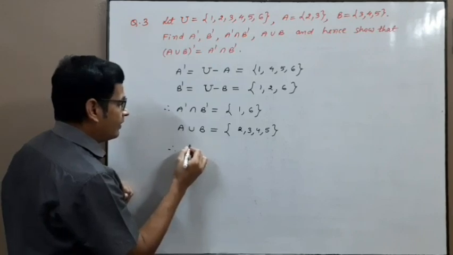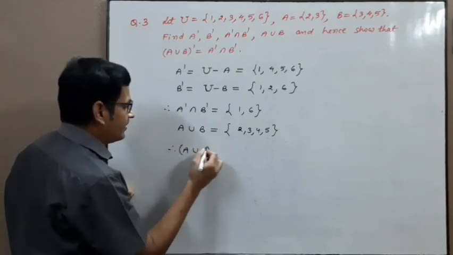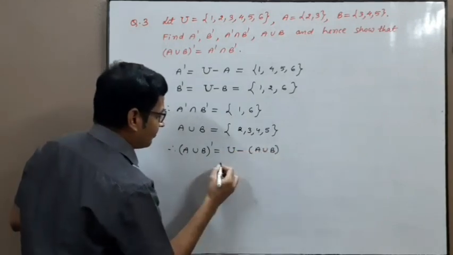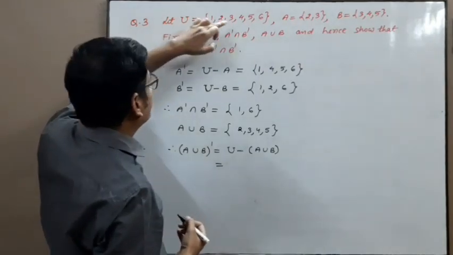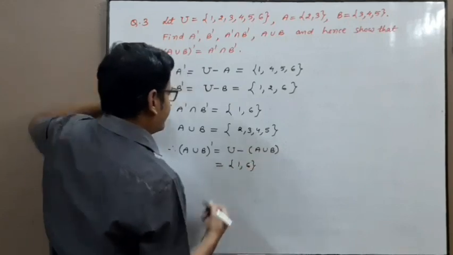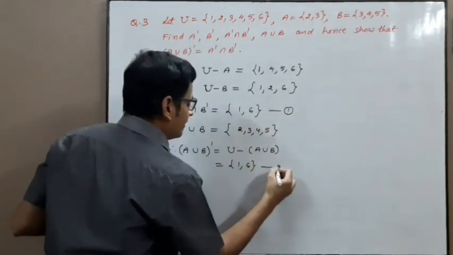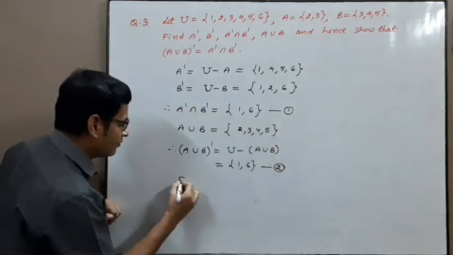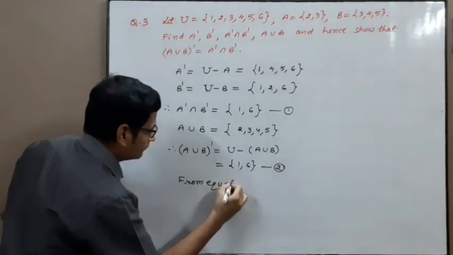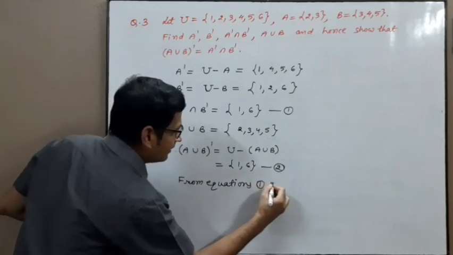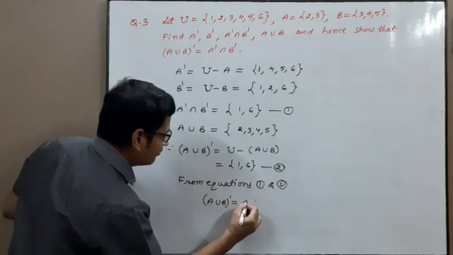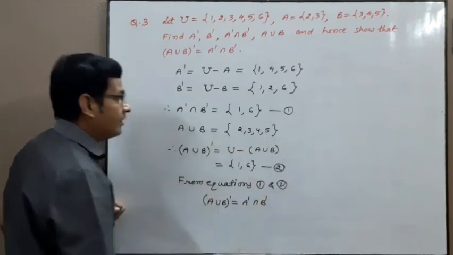Therefore, (A union B) complement is equal to the universal set minus A union B. The universal set means 1, 2, 3, 4, 5, 6 minus 2, 3, 4, 5. So we get 1, 6. Call this equation number 1 and that equation number 2. From equations 1 and 2, (A union B) complement is equal to A complement intersection B complement.